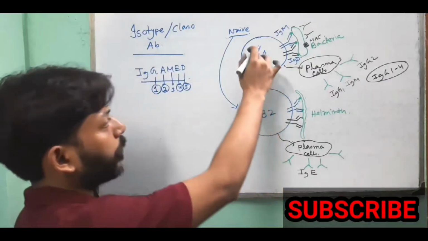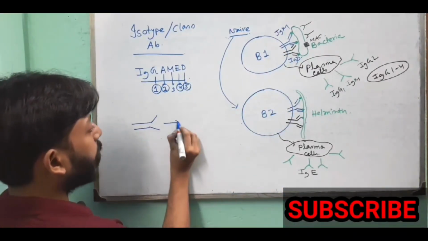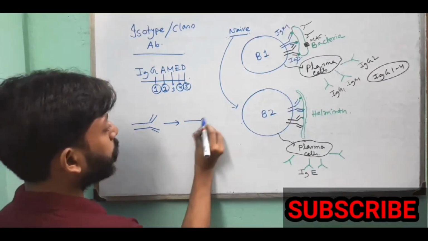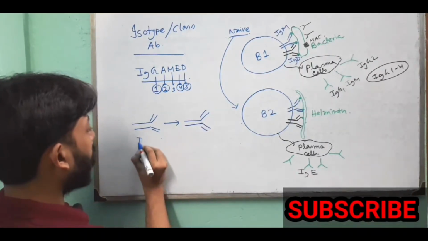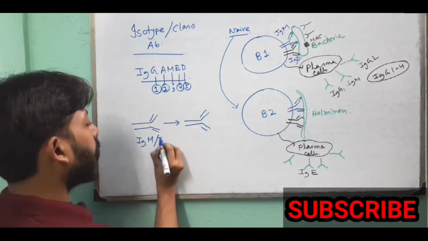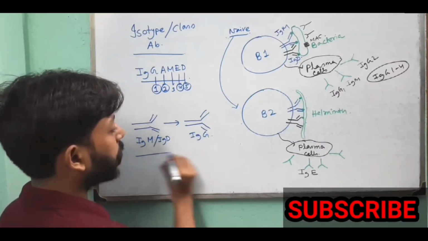So the antibody has changed its isotype into another antibody. It was IgM or IgD. Now it has become IgG. This is called class switching.